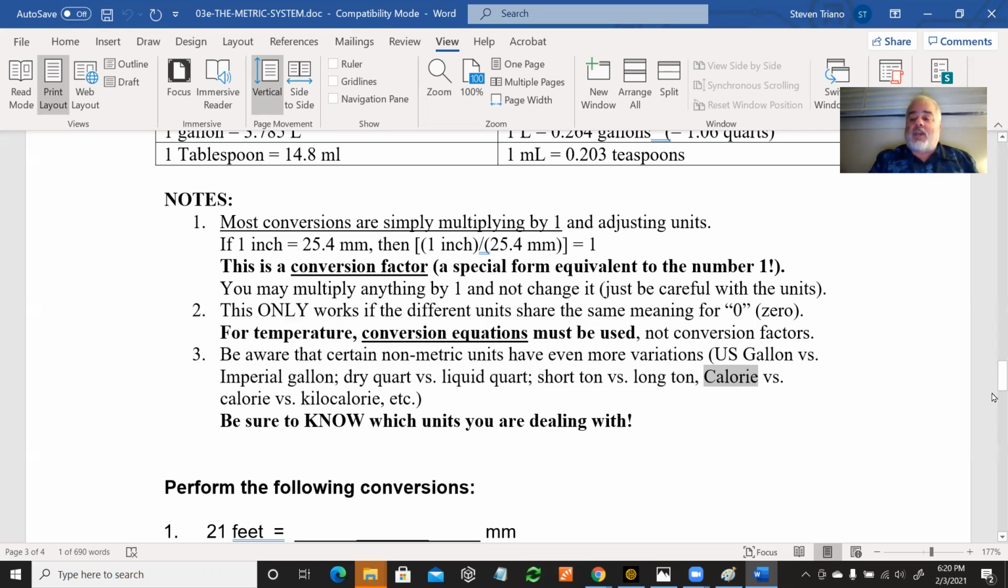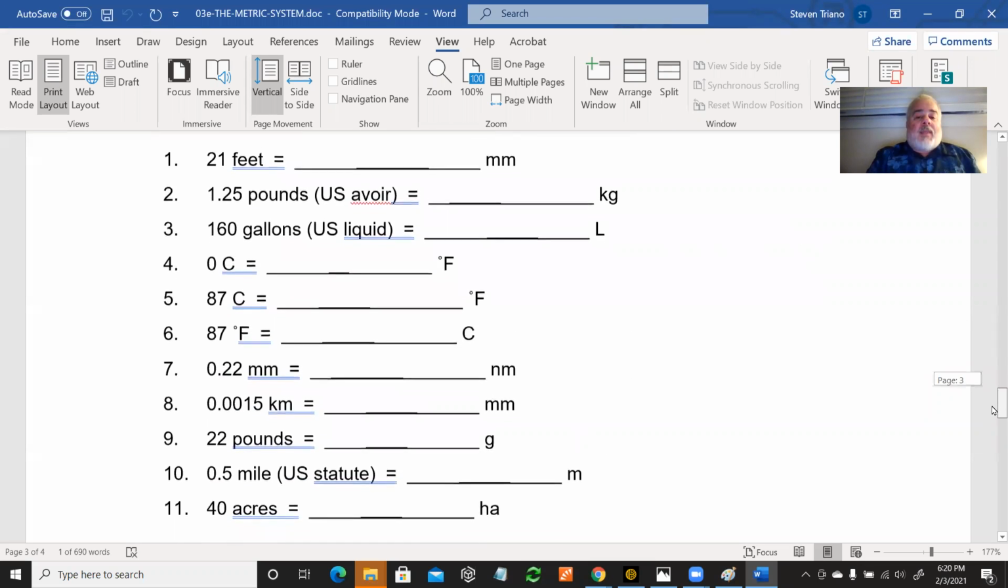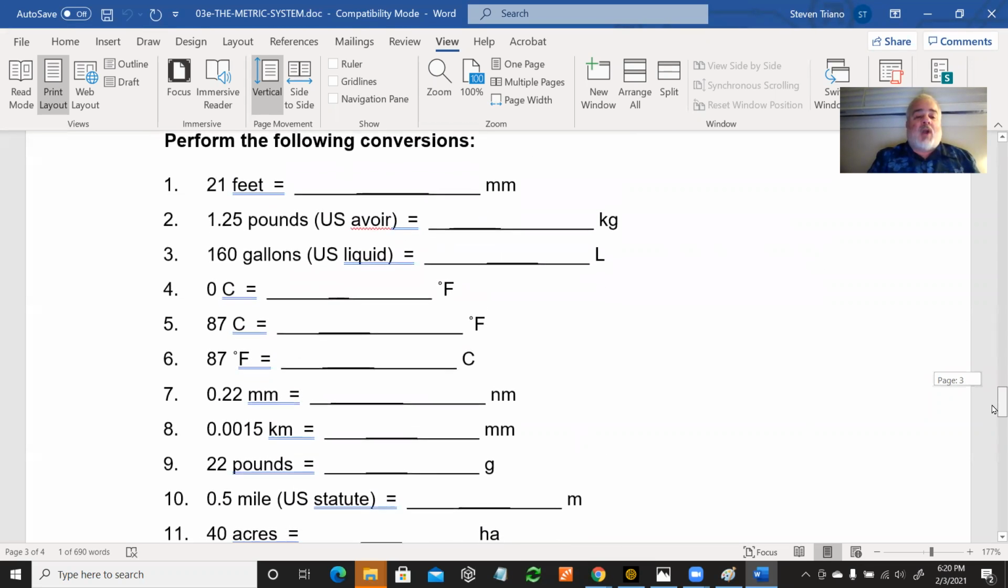Anyway, you've got to know what you're dealing with. And then there are some practice problems. I'm going to go over some of these practice problems, but not just yet. I'm going to take a break and we'll come back and we'll deal with 3 different kinds of conversions: the conversion factor, the conversion equation, and the order of magnitude, as I call it. And we'll do all 3 of those when I come back.